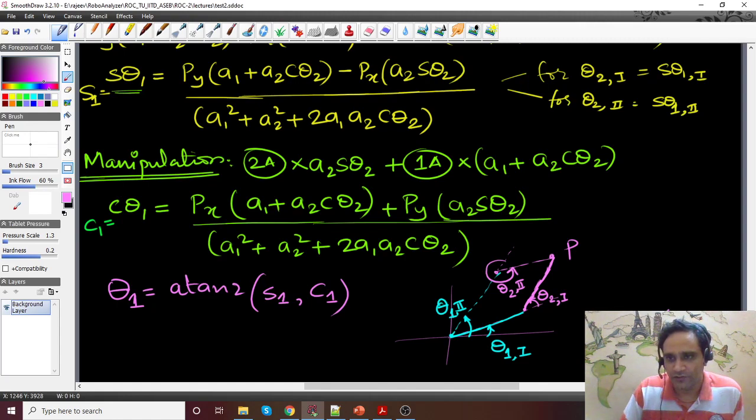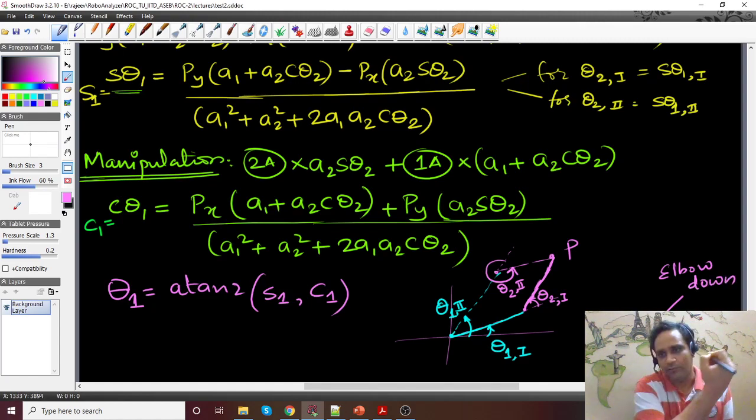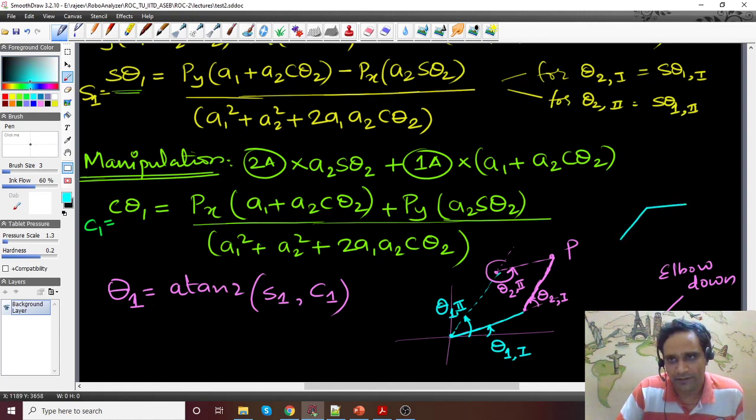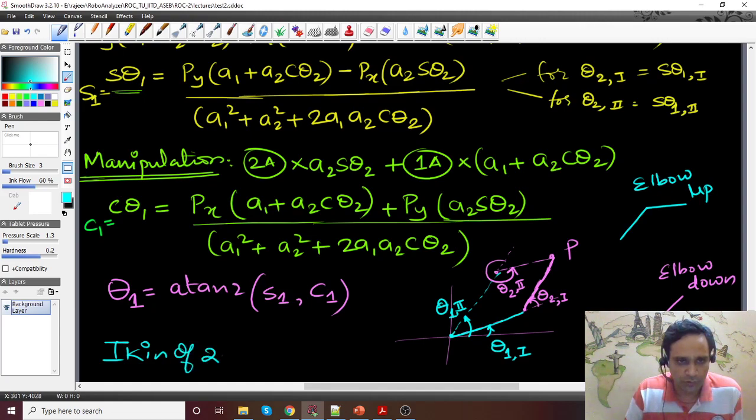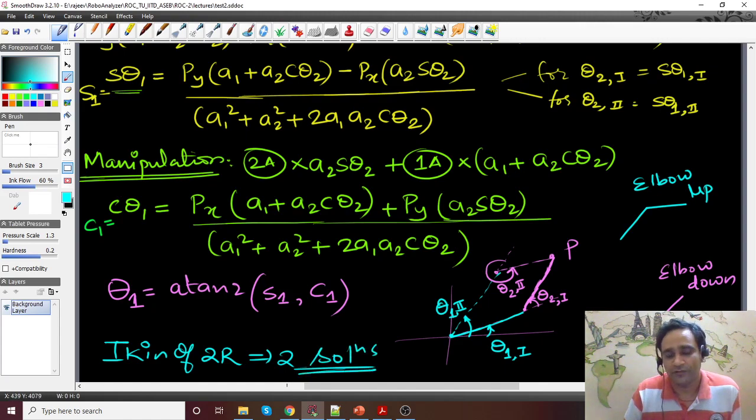Okay, so this is usually called elbow down, like our elbow down and elbow up. The blue one, whenever we take those, we'll call it elbow up. So the 2R manipulator has two solutions, two sets of solutions.